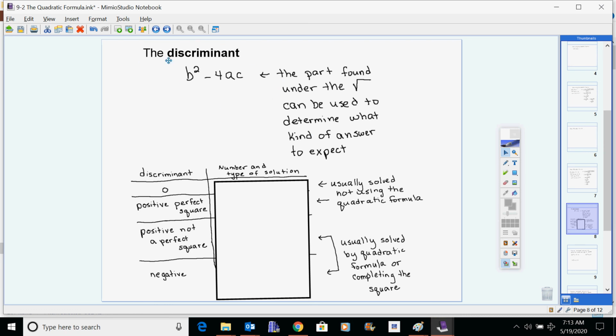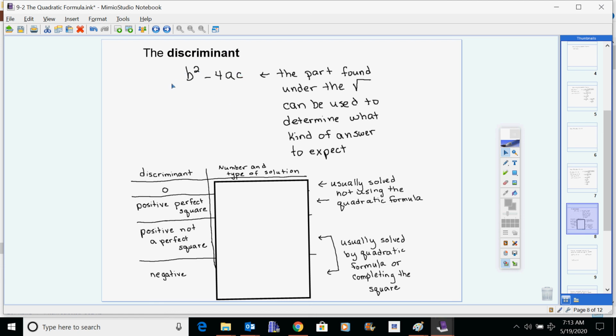So if your directions say find the discriminant, then that is going to be what determines what type of answer you're going to get. So a question could ask you to find the discriminant. In other words, we want that number that would be under the radical sign, b squared minus 4ac.